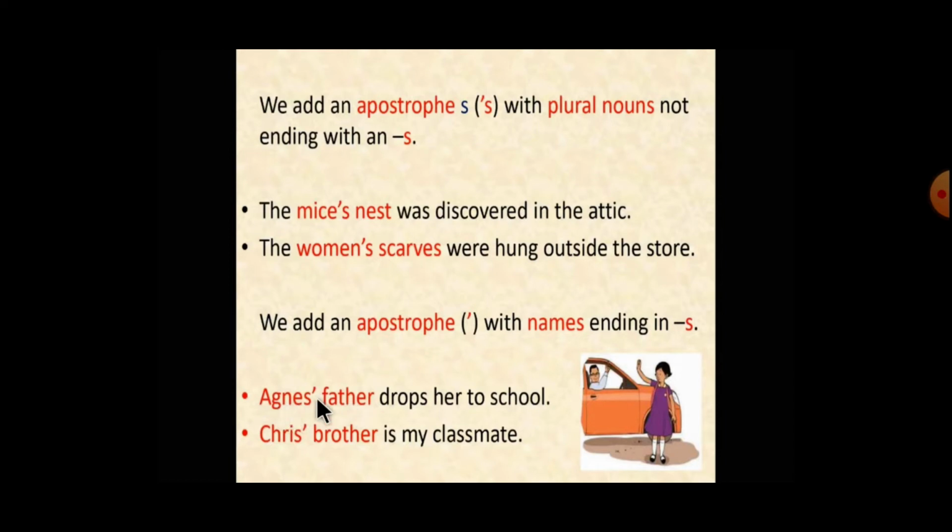So Agnes' father drove her to school. Second one is, Chris' brother is my classmate. Here the name Chris, in which the last letter is S. So here to show the possessive, we have to just put the sign of apostrophe. So these are the two examples in which we use only apostrophe with names ending in the letter S.